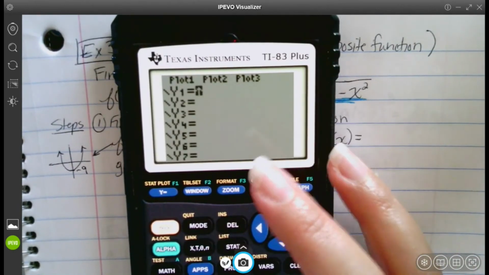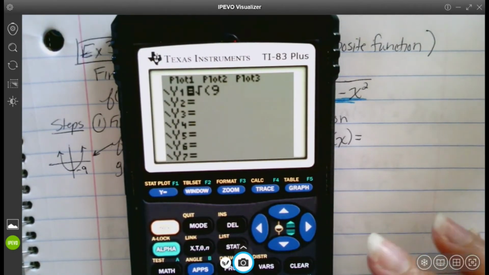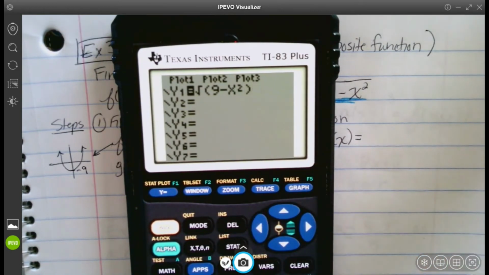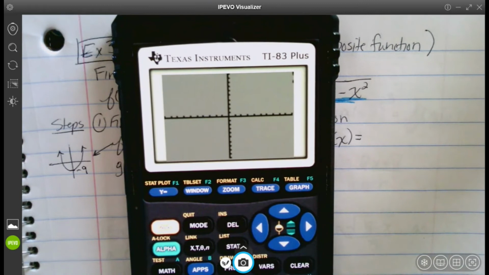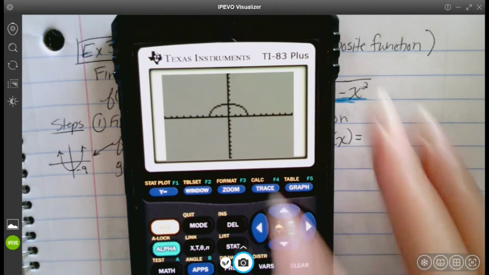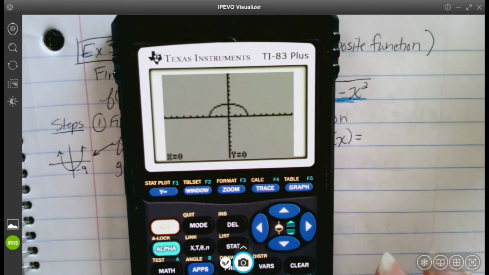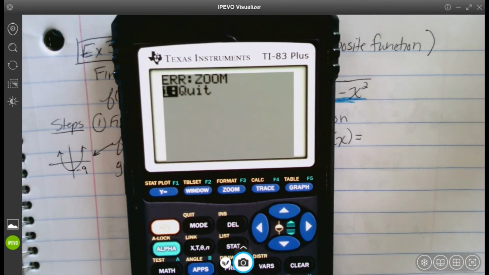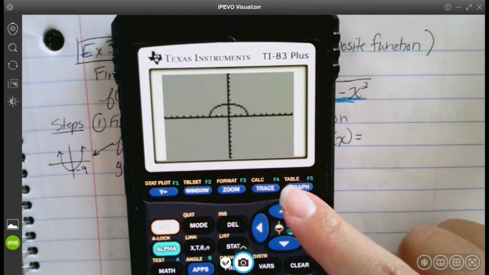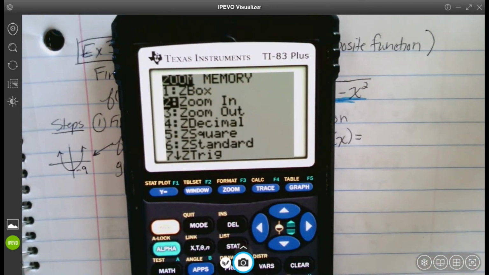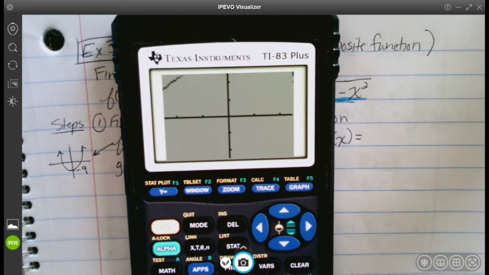So we have the square root of 9 minus x squared. And we close the parentheses, okay? Graph it, and there's that half looking circle I told you about. Okay, so I'm going to zoom in just so you can see. Zoom in, right in the center. Oh, what happens? Zoom, and then, oh, I put the wrong one, that's why. Zoom in, my bad.